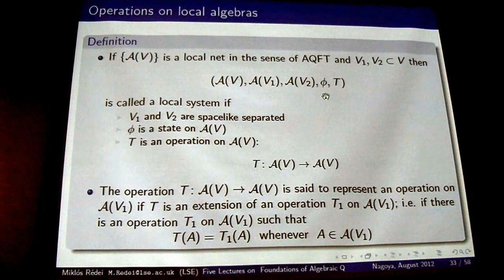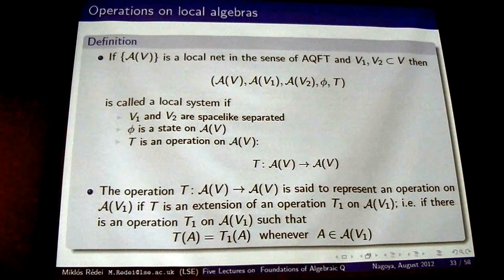And I will say that this T on the large system, this operation on the large system, represents an operation on the small system if that T is an extension of an operation on, say, one of the systems. Because of the non-extendability of operations we have discussed, it is not trivial that an operation on the large system represents an operation which is carried out on the small system. If this large T is an extension of an operation on the small system, then I say that operation represents an operation carried out on the small system.